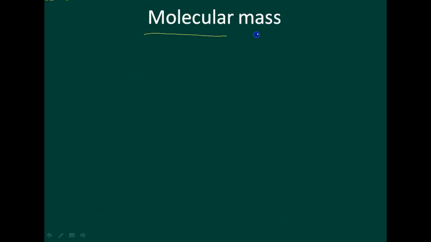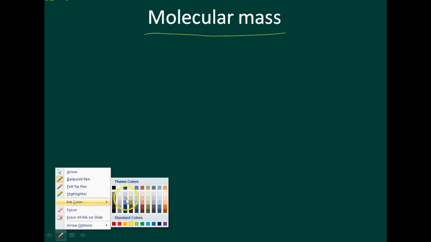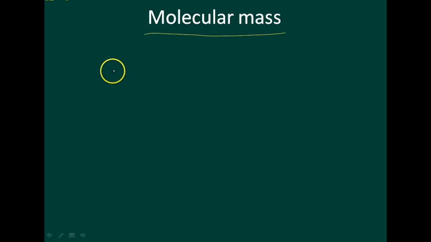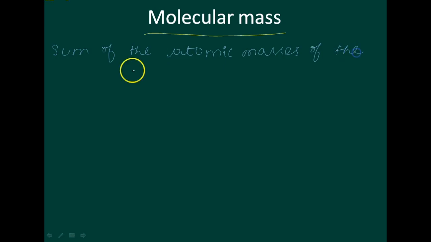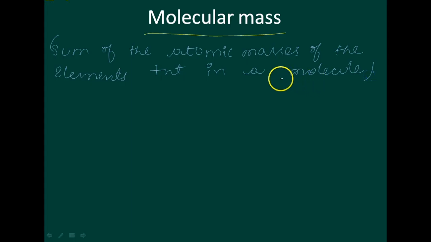Next, coming to molecular mass. Molecular mass is the sum of the atomic masses of the elements present in a molecule. Before going further, consider an example and you will understand this definition. It is obtained by multiplying the atomic mass of each element by the number of its atoms and adding them together.